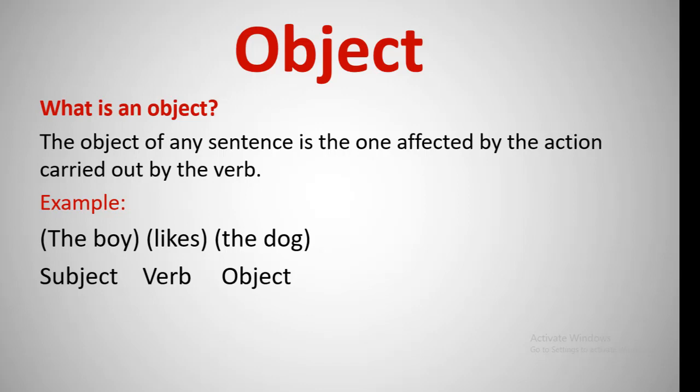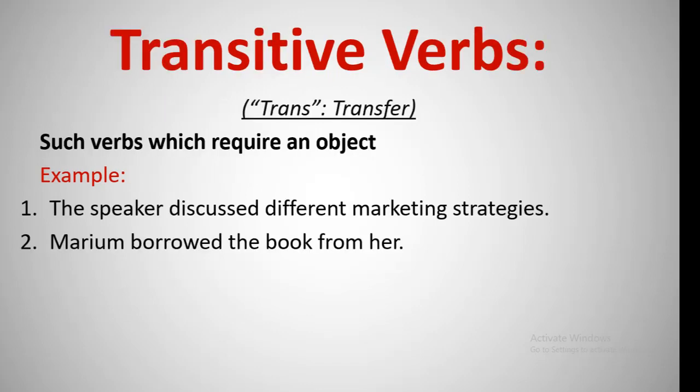So up till now we have learned that transitive verbs are those which require an object to give their complete meaning, while intransitive verbs are those which do not require any object to give their complete meaning. And what is an object? An object of any sentence is the one that is affected by the action carried out by the verb. Now let's move further in the lesson to see what transitive verbs are. They are not as difficult as they sound. In fact, they are quite simple.